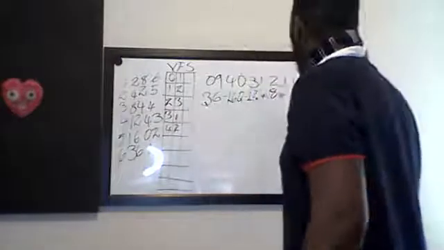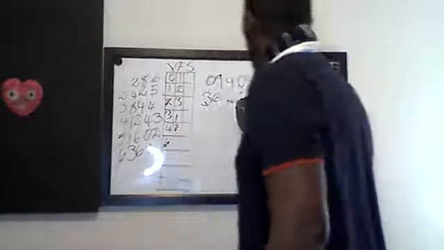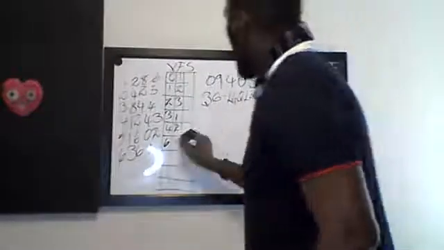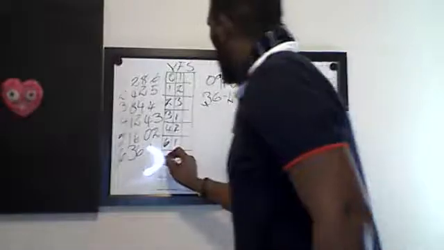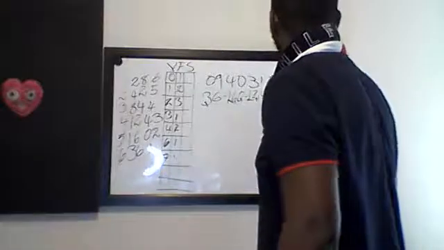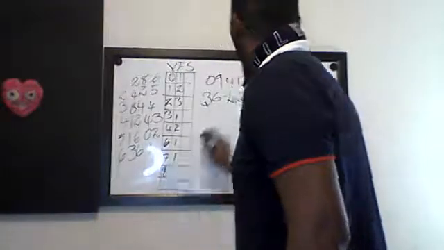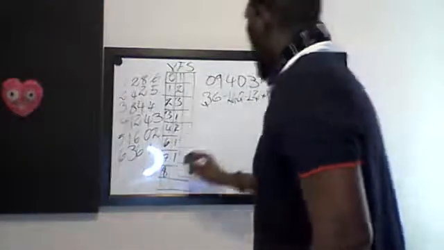Two fours. How many fives? We don't have no five. Five is missing. How many sixes? We're gonna go for six. We got one six. How many sevens? We got 1 7. Now how many eights? We got two eights.